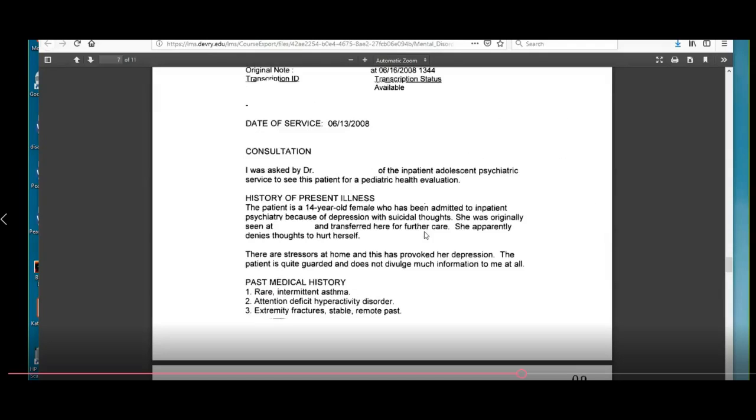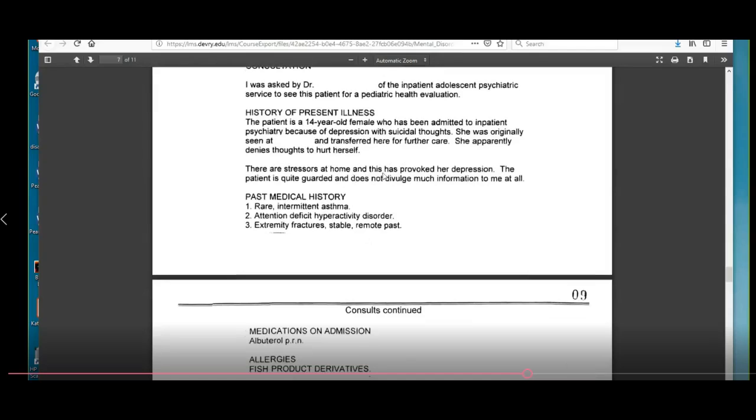So consult, so this is when a specialist has come in. So this is probably a pediatrician coming in for a pediatric health evaluation, where our primary physician is probably a psychiatrist. So this patient is a 14-year-old female who's been admitted to inpatient psychiatry because of depression with suicidal thoughts. She was originally seen at some hospital and transferred here for further care. She apparently denies thoughts to hurt herself. There are stressors at home that have provoked her depression. The patient is quite guarded and does not divulge much information. She has asthma, attention deficit, hyperactivity disorder. She had some fractures in the past.